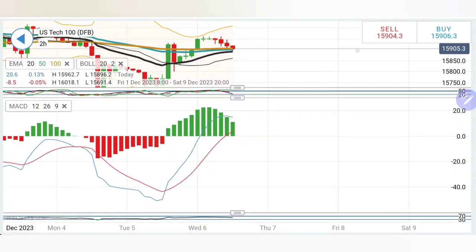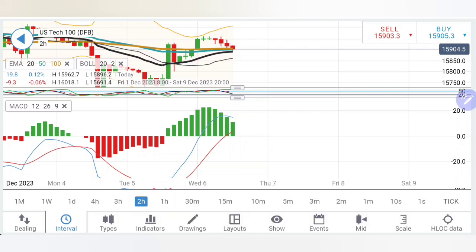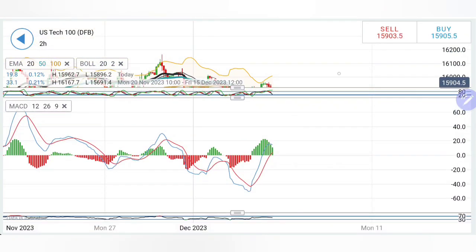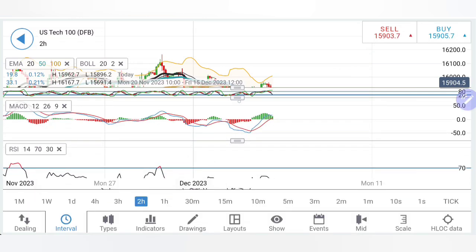Stochastic is looking vertically down. MACD is in green. It is trying to converge a bit. It is trying to cross over again for a sell. It has retraced strongly here. RSI is also looking downwards.